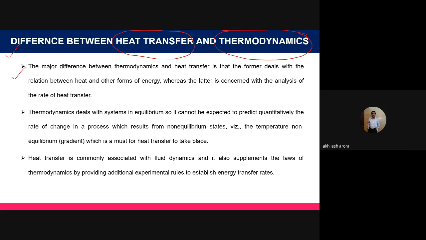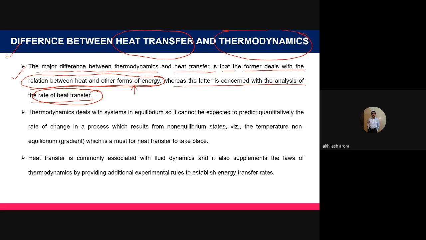So let us see. The major difference between thermodynamics and heat transfer is that thermodynamics deals with the relation between heat and other forms of energy, whereas the latter is concerned with the analysis of rate of heat transfer. Okay, so you can see it here in thermodynamics, we are interested in the relation between heat and other forms of the energy. That is the one difference. Whereas in heat transfer, we are interested in calculating the rate of heat transfer. Okay, so that is one of the differences.